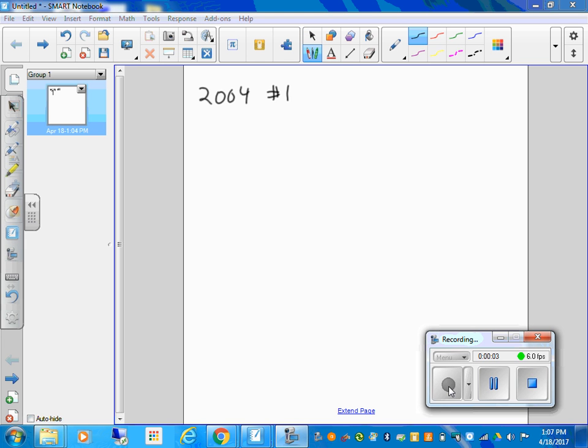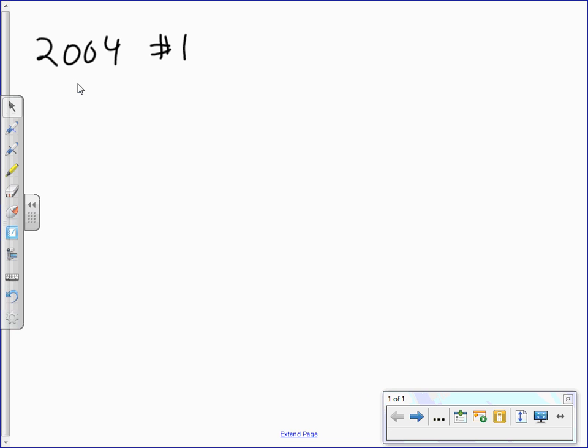Okay, so these problems don't have a name that I have found a consensus on. I call them flow rate problems. They're all about rates and how they are connected to one another. The first one we're going to do here is 2004, number 1. So pull that out and take a look at it.